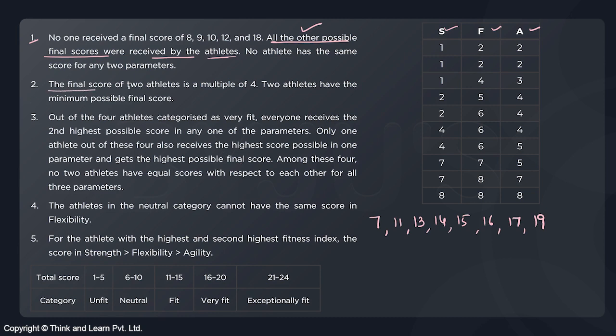The final score of two athletes is a multiple of 4, because these are the only possible scores. So can I say one more athlete will have a score of 16? This is the only multiple of 4 and two athletes will have this score. That means 16 is possible twice. Two athletes have the minimum possible final score, so two athletes will have 7. That makes the total 10 scores. Now I know about all the 10 scores. 7, 7, 11, 13, 14, 15, 16, 16, 17 and 19 are all the possible scores we have.